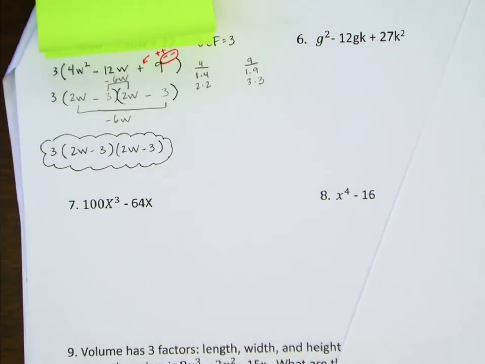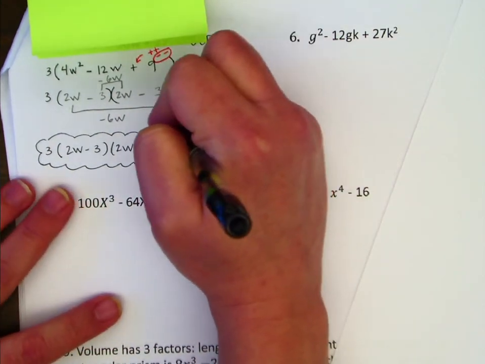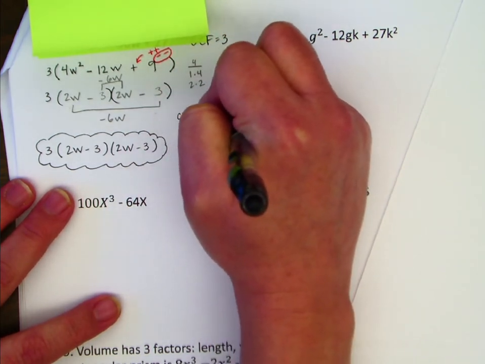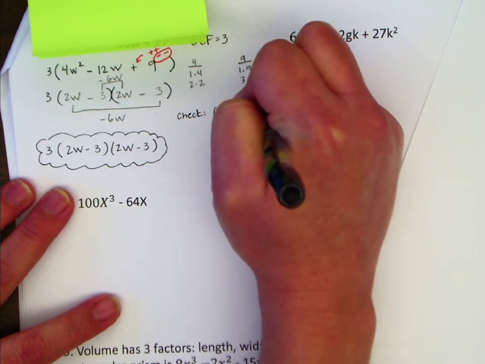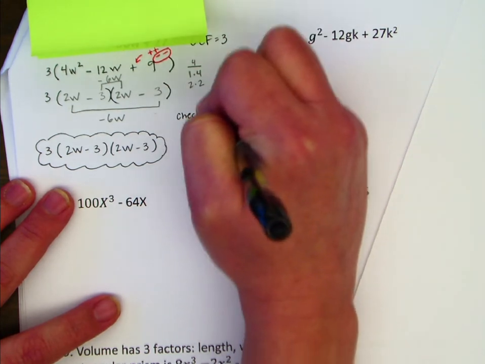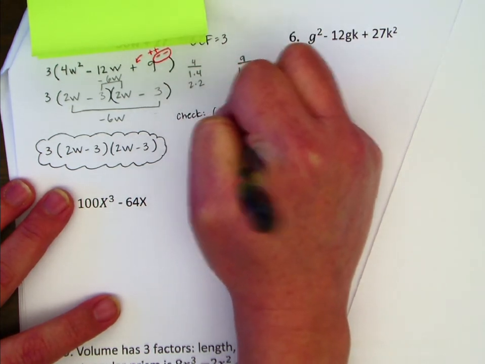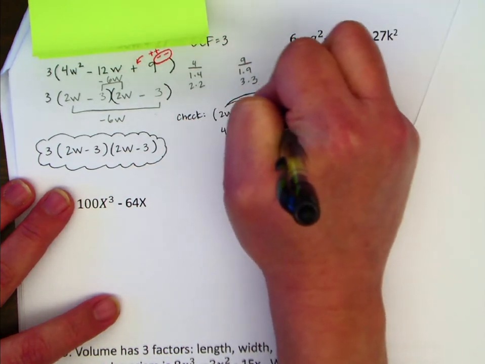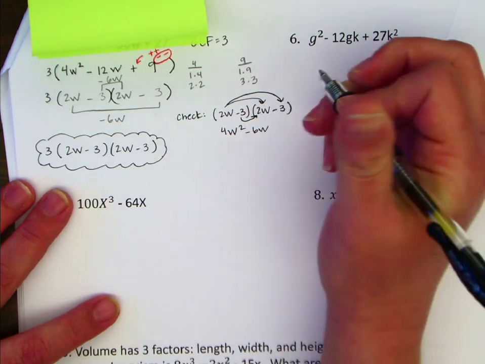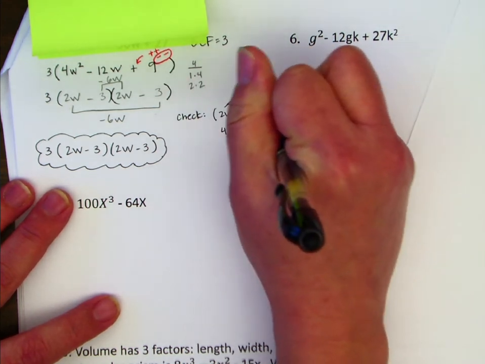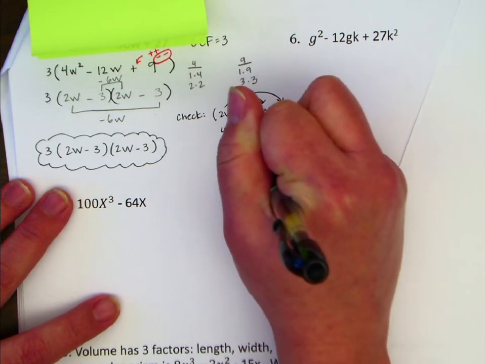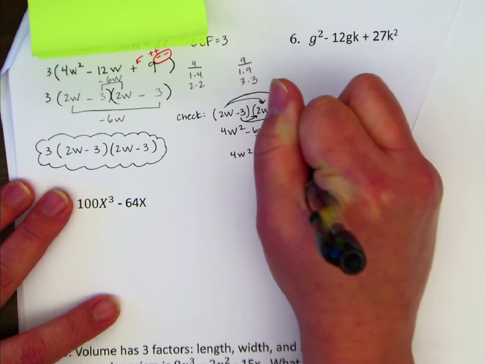And then don't forget to do your check. We're running out of room here. I think I'm writing a little too big. Your check would be to FOIL first, distribute second. So 2w minus 3 times 2w minus 3, you get 4w squared minus 6w minus 6w plus 9. Combine like terms. 4w squared minus 12w plus 9.